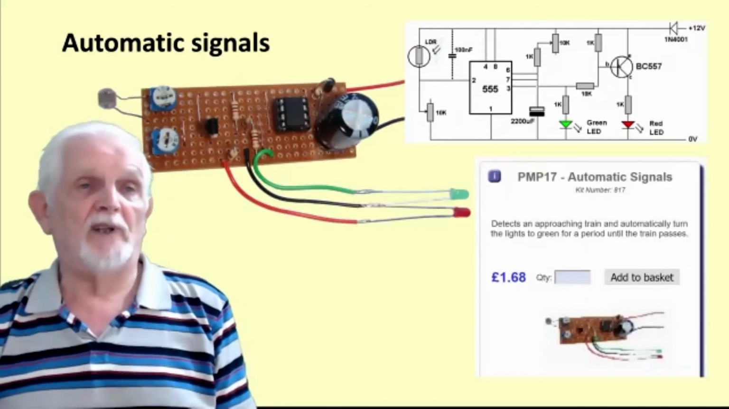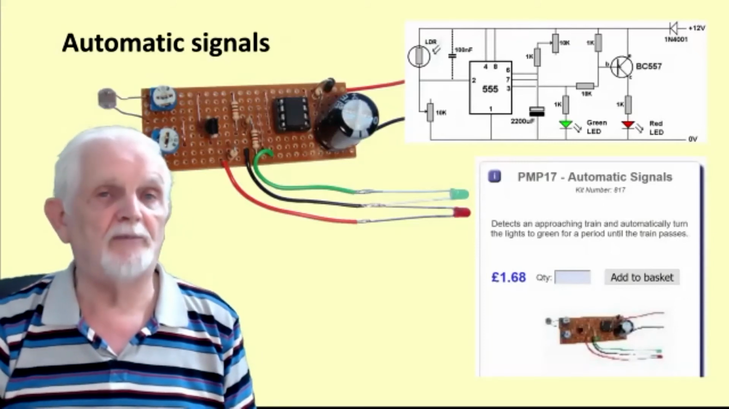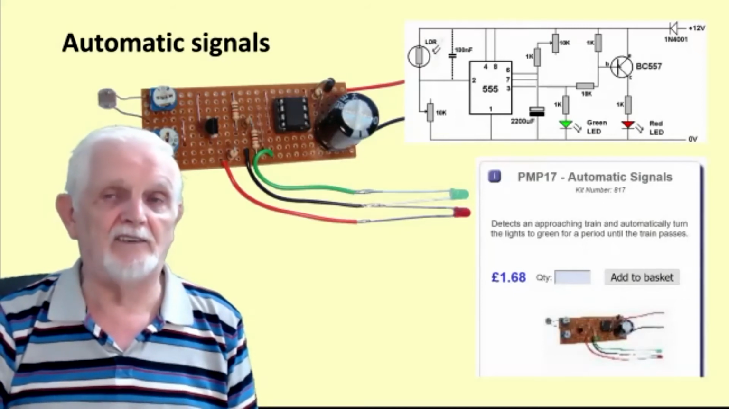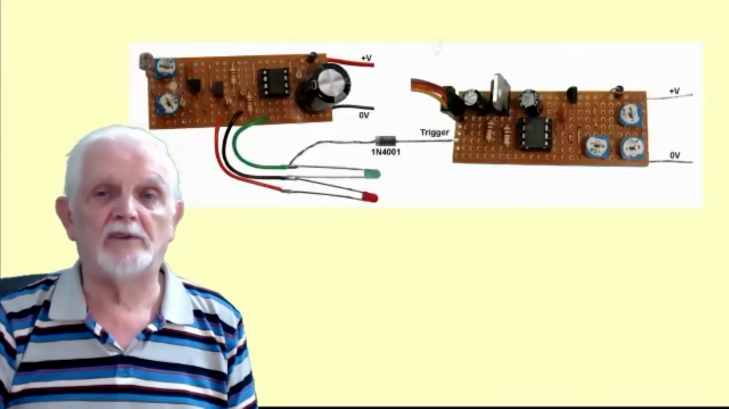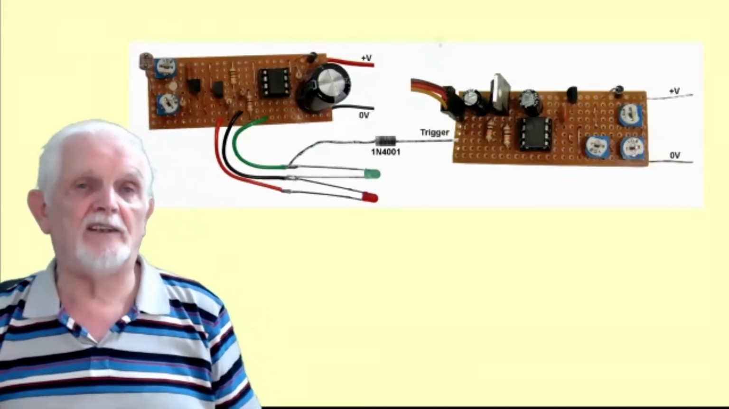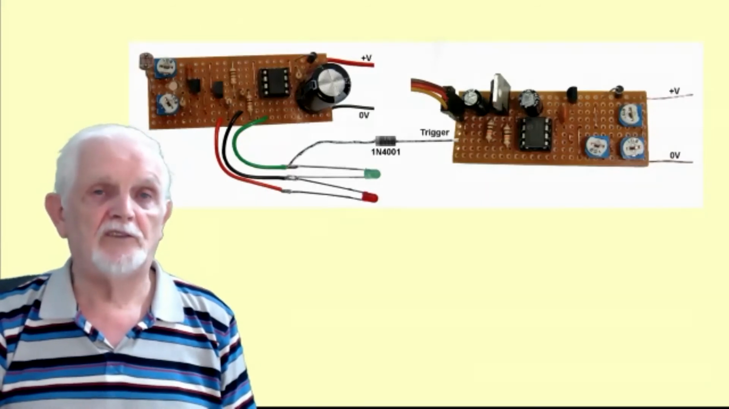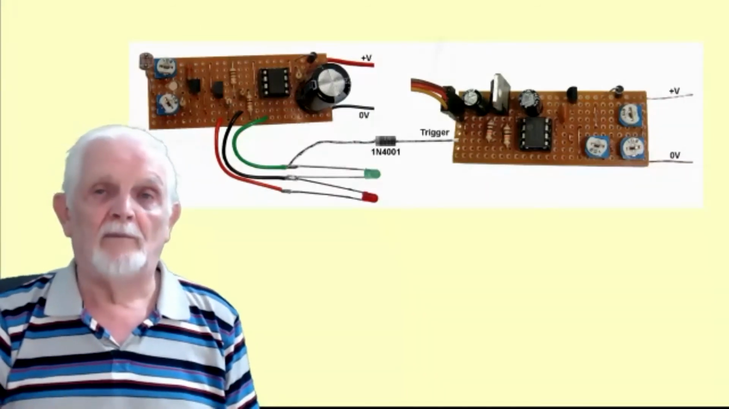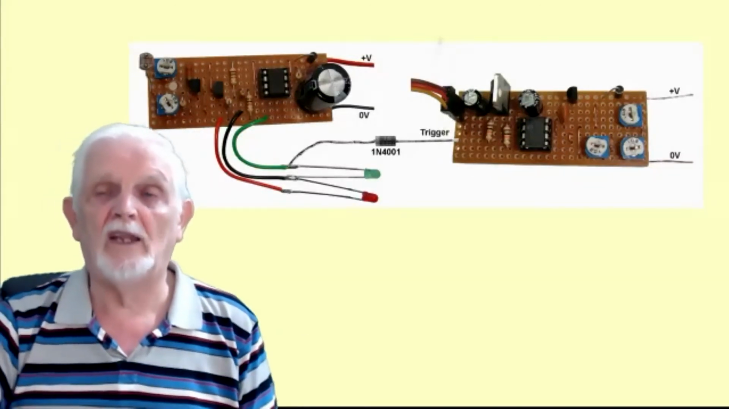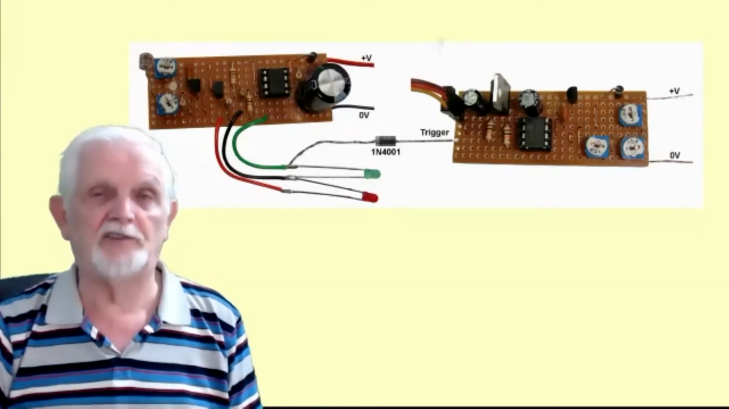I mentioned this one already, automatic signals. Also a kit, also very cheap. In this case, it's doing LEDs for lighting, but we can also, if we wanted to, instead take the output to an easy point. So when the train comes along, it operates a semaphore arm rather than operating lights. The options are there, just add together various kits.